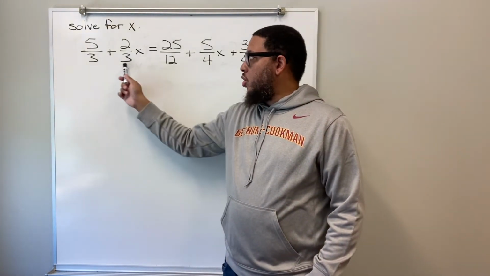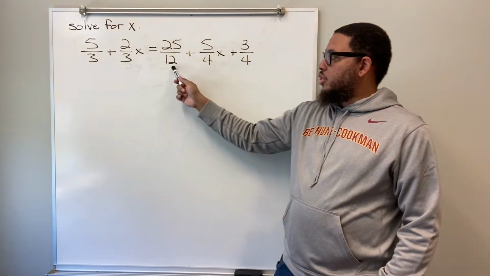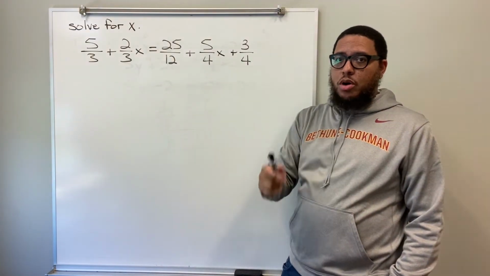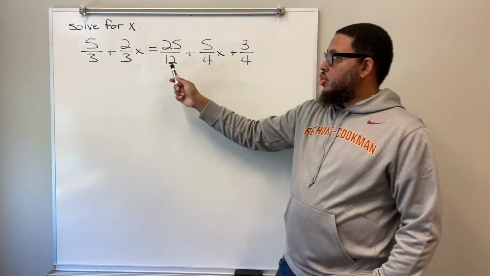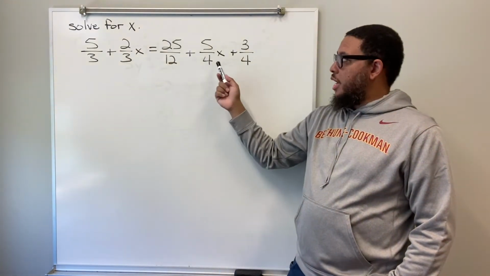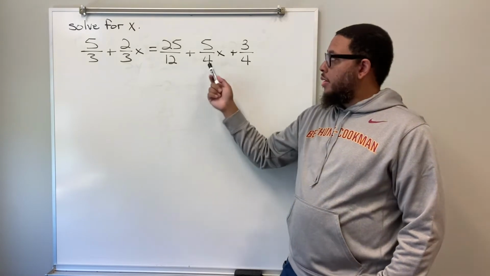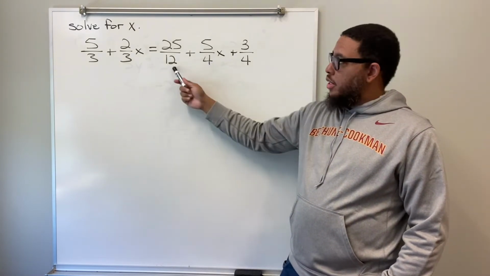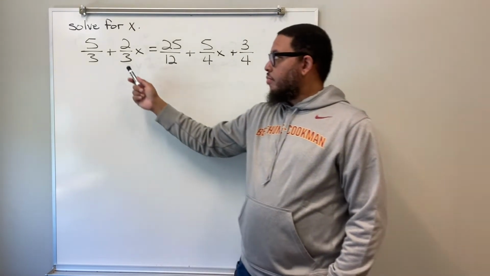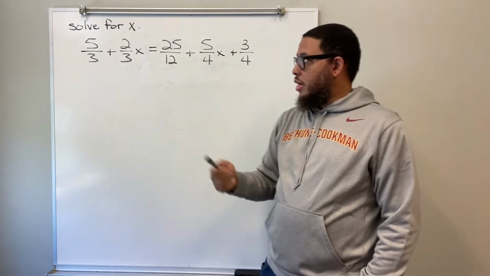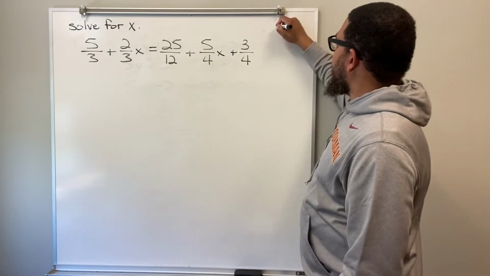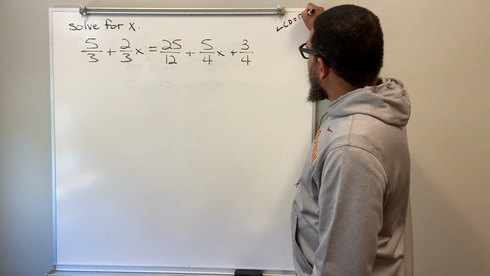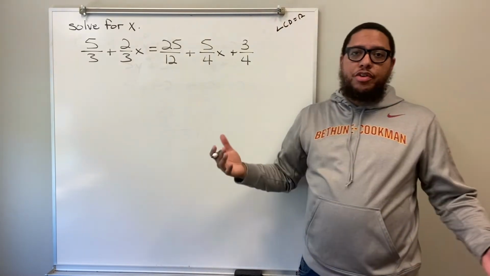The LCD out of all of these fractions is 12, because 12 is the smallest number that 3 can multiply into evenly, 12 can multiply into evenly, and 4 can multiply into evenly. Because 4 times 3 is 12, 12 times 1 is 12, 3 times 4 is 12, all right? So my LCD is 12. You might want to just write that down. So I'm going to just write it over here. LCD equals 12.